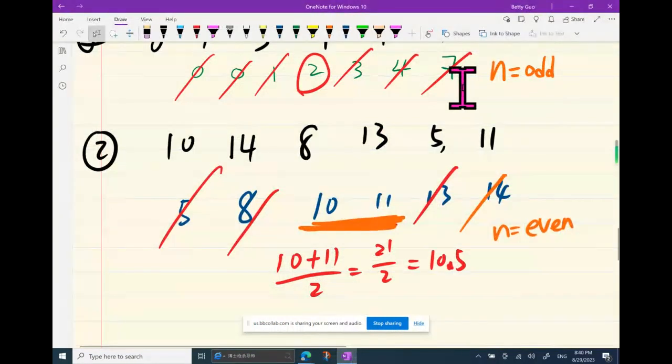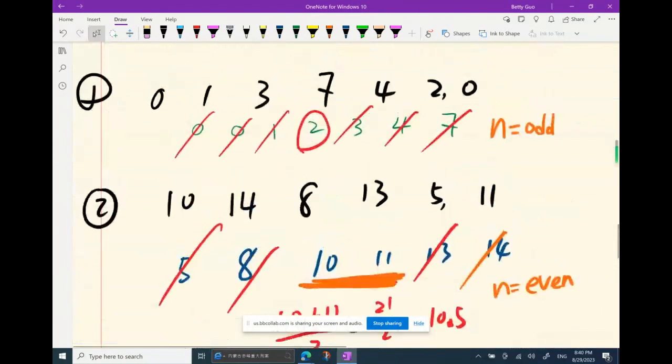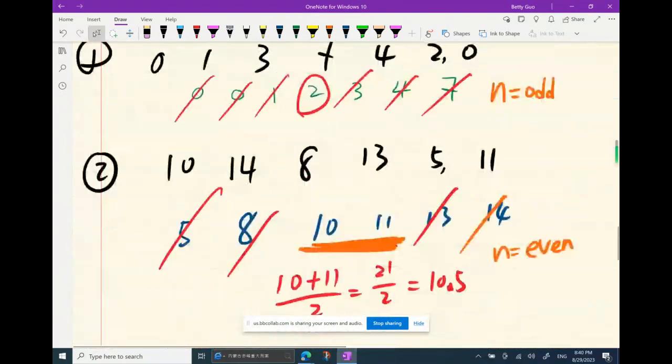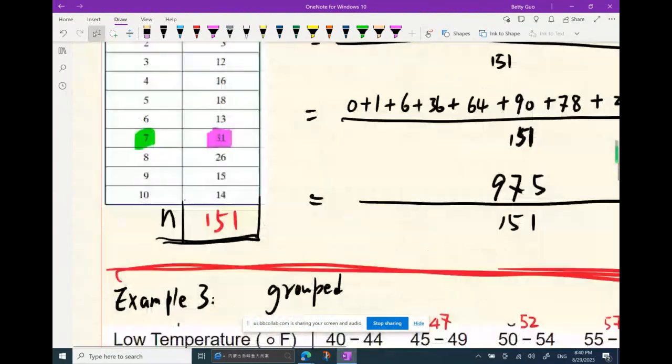If all the values have the same frequency, then no mode. Nothing stands out. If two values have the same biggest frequency, bimodal. We also have multimodal, but we don't really see that kind of question. Okay, so do you have a question about the mode?